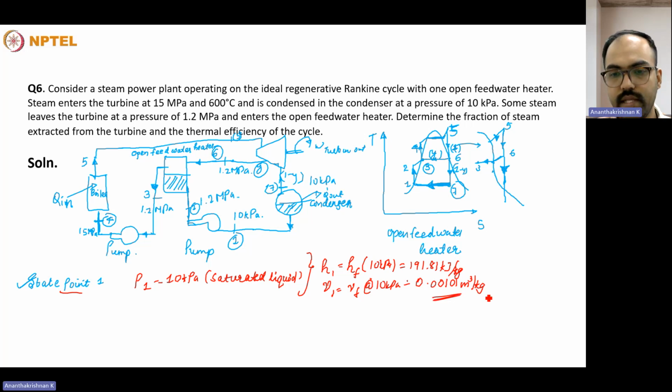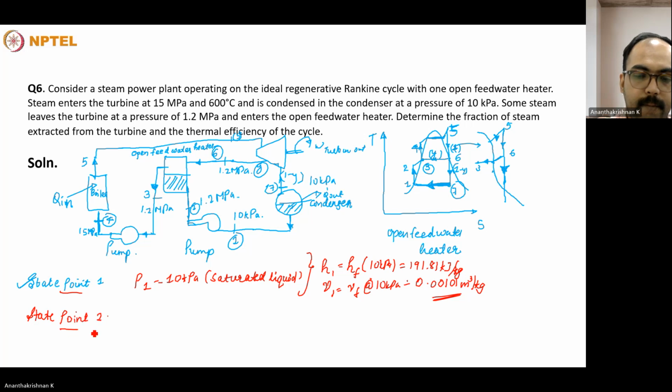So these 2 points we'll get straight away. Now we can move to the second point. State point 2 will be at the pressure of 1.2 megapascal, and just like the previous week, where we have seen the work input to the pump could be represented in terms of the specific volume and the changing pressure, and from that we can arrive at the second point's enthalpy. So we can couple these two equations to find the second point's enthalpy.